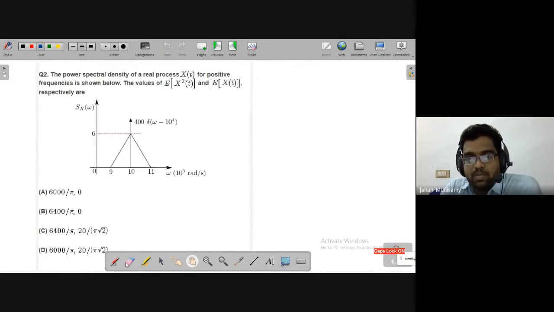Next, the power spectral density of the real process x of t for a positive frequency is given. Then what is the value of E of x square of t, then E of x of t?